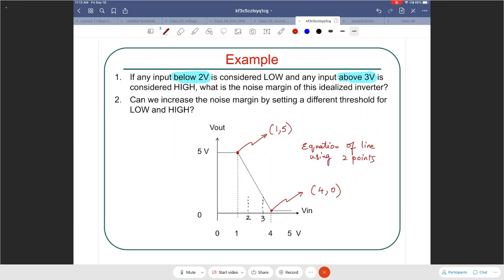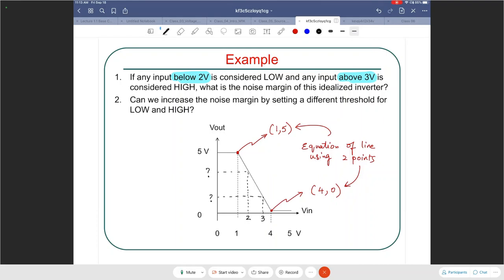One point is right here, and the other point is right there. Now, once I find the equation of the 2 points, I can use the information that is given to us for the 2 volts and the 3 volts input to find the corresponding outputs. So for example, I would need to find that one, and I would also need to find that one.